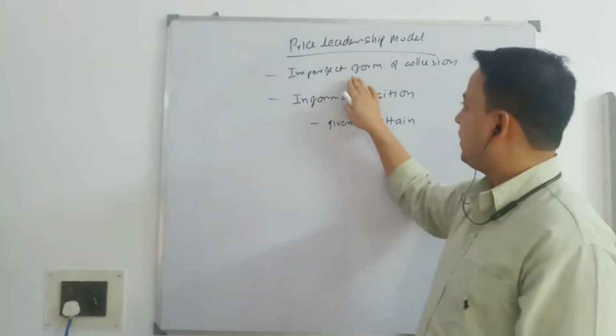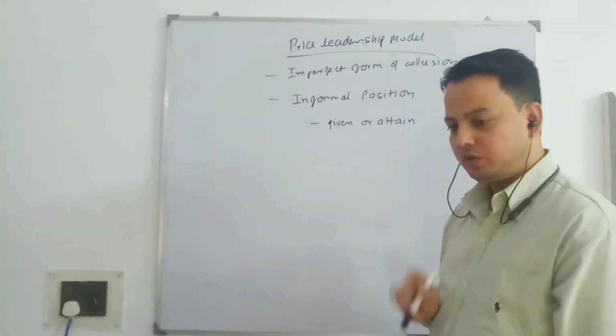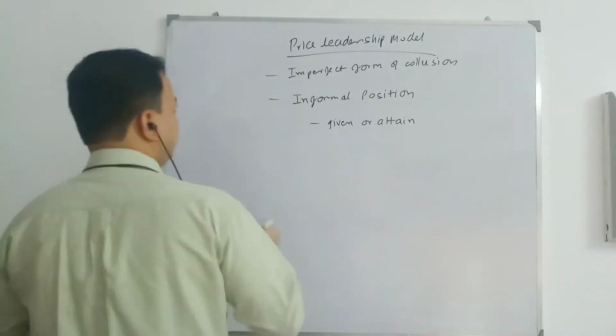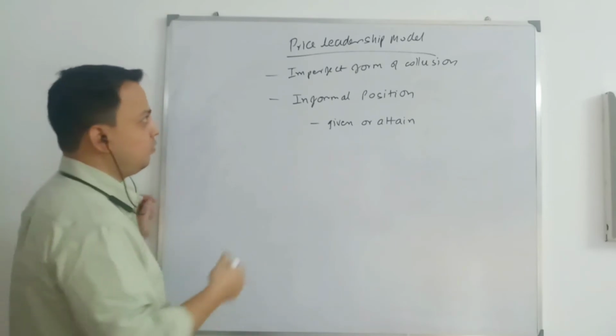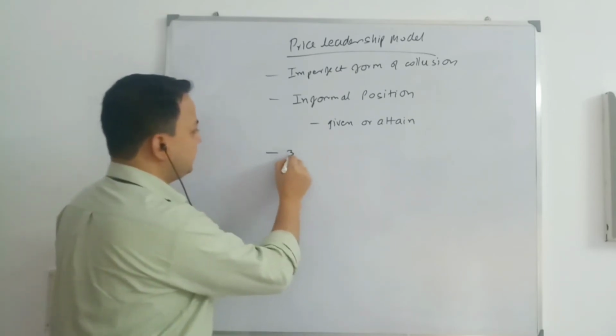So that is why it is called an imperfect form of collusion. In this price leadership model, we are going to study three forms.